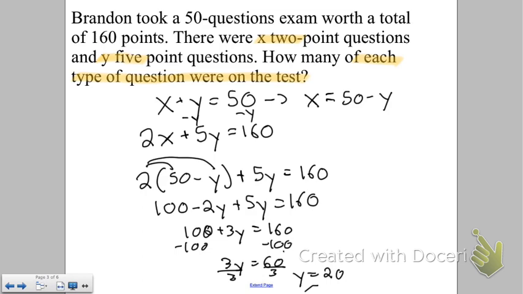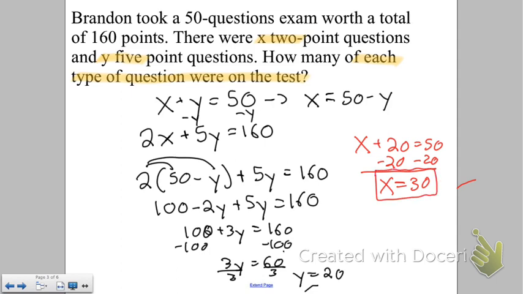Now I need to solve for both variables, so I can use either equation. I'm going to use the top one because it's easier. So x plus 20 equals 50. Subtract 20, and I get that x equals 30. So this is my answer: x equals 30, and y equals 20.